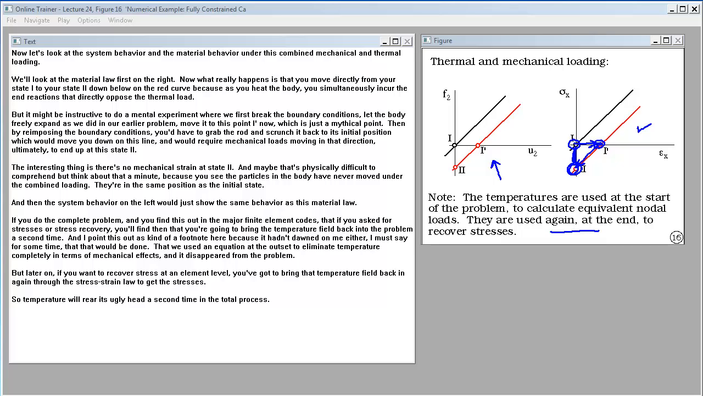We used an equation at the outset to eliminate temperature completely in terms of mechanical effects, and it disappeared from the problem. But later on, if you want to recover stress at an element level, you've got to bring that temperature field back in again through the stress-strain law to get the stresses. So temperature will rear its ugly head a second time in the total process.